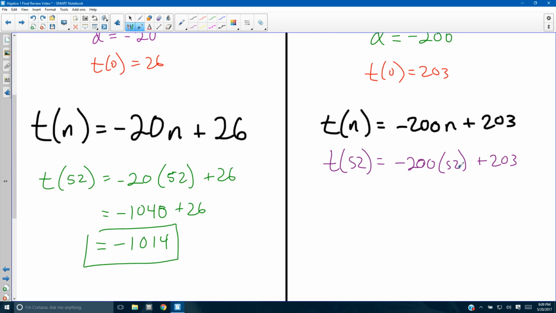What did we say before? 52 times 2 is 104. So this is negative 10,400 plus 203. Negative 10,400 plus 200 is negative 10,200. Plus a 3, that's negative 10,197. Remember, it's getting closer to negative 10,000, not farther. So it looks like it's that number there.